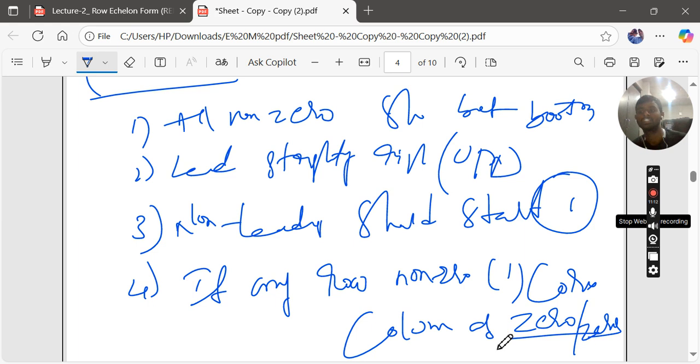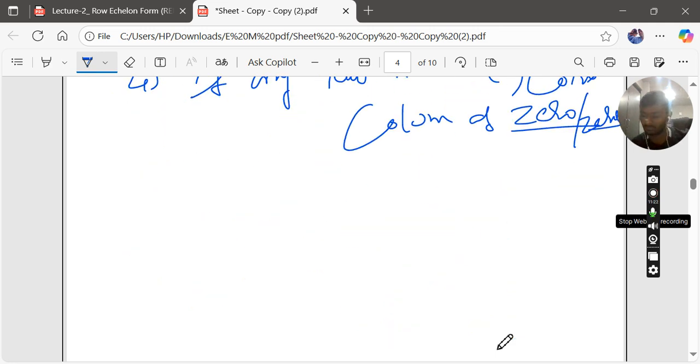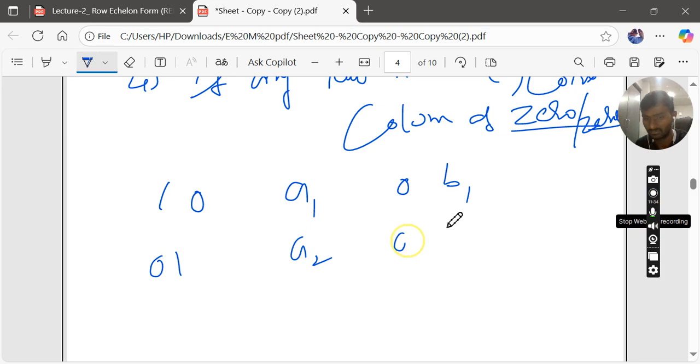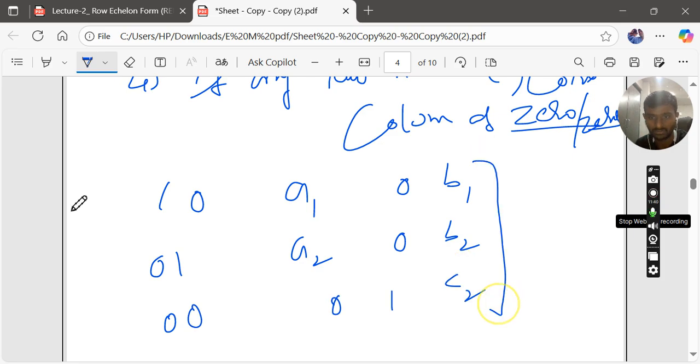Okay, so these all are the properties. Now we will see some examples for this also. Let's say you are having a matrix. First I will write down that property here: 1 0 a1 and 0 b1 and 0 1 a2 0 b2 and 0 0 0 1 c2. It will be in the form like this.